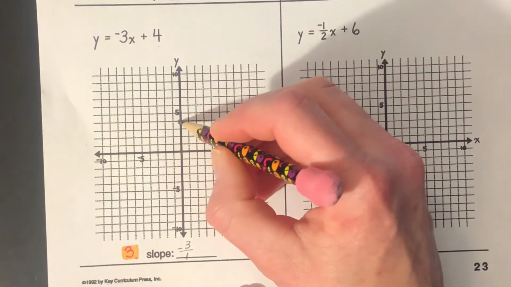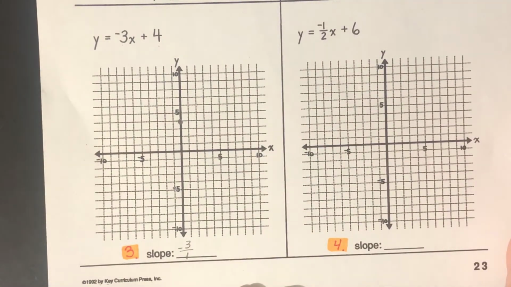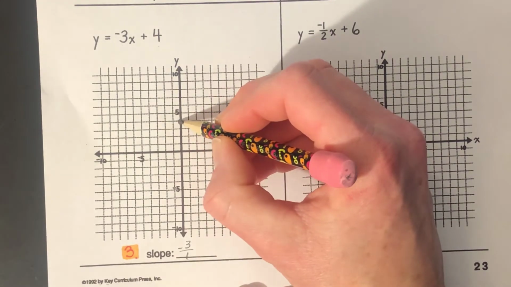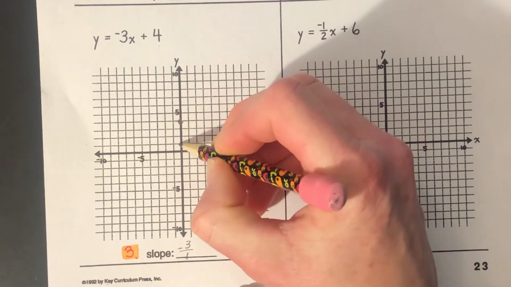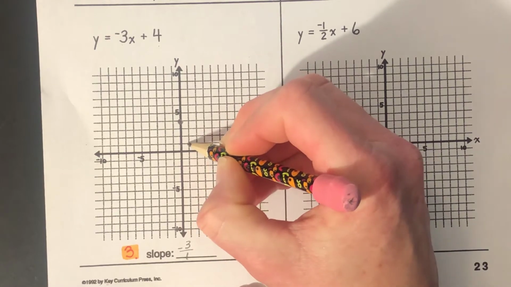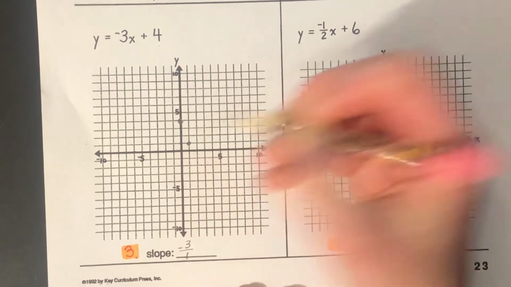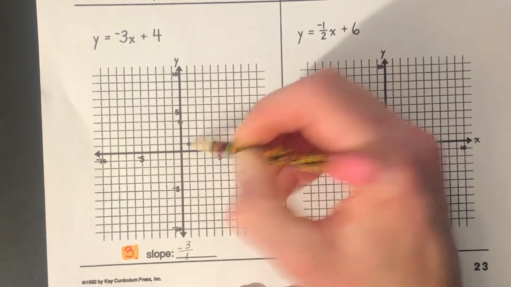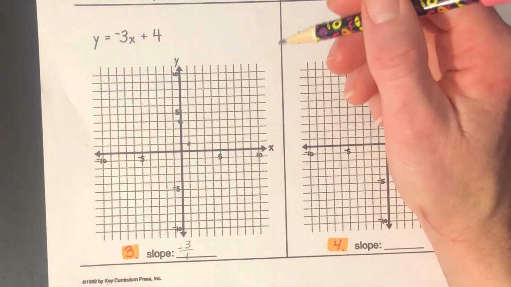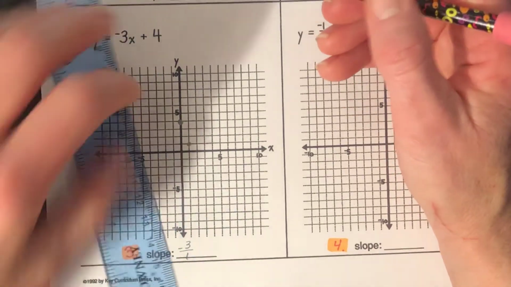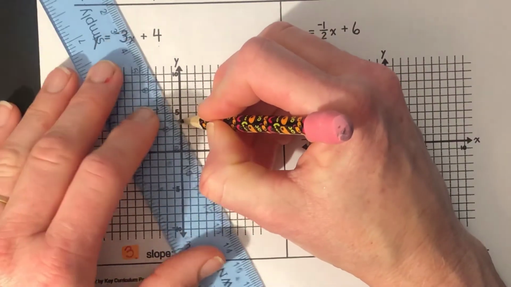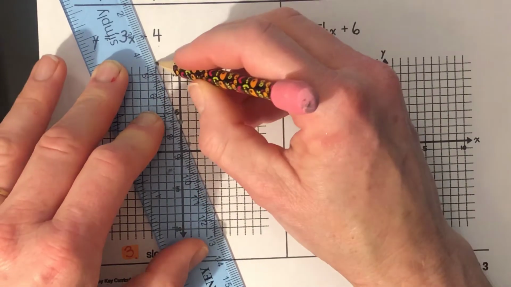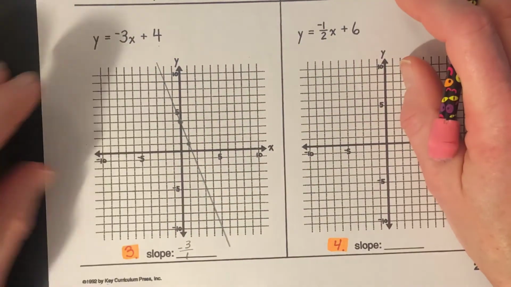There's my y-intercept, 4. The slope is -3 over 1. That means I go down 3, 1, 2, 3, and over 1. You see it's a negative slope. So I've got my y-intercept and my slope. Now I can draw the line. Just like that.